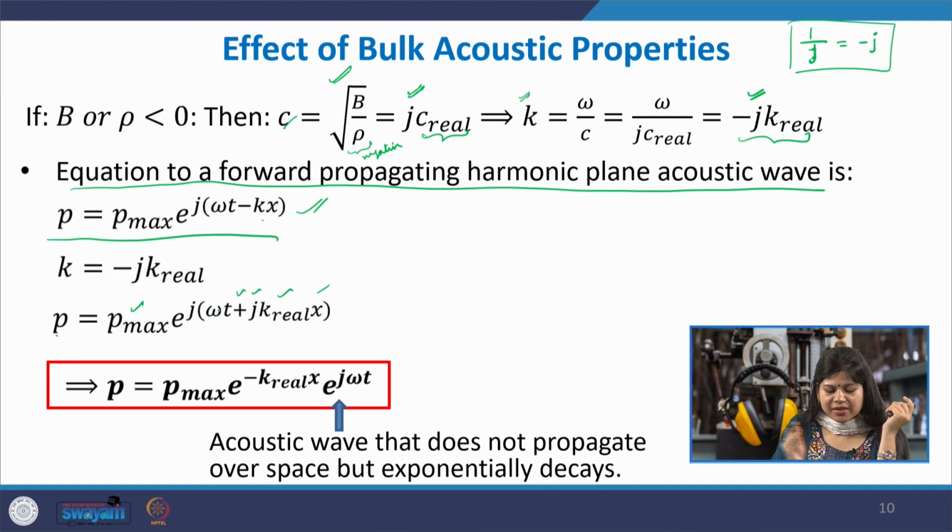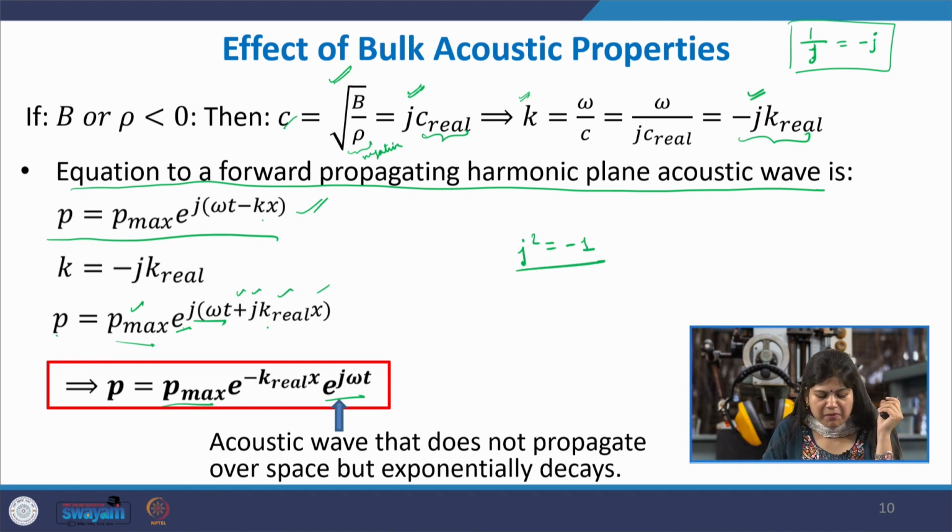So, you can separate the two parts of the exponent. So, ultimately what you get is P max e to the power j omega t, and this becomes e to the power j into j k real x. By definition j square is minus 1. So, j into j becomes j square which becomes minus 1. So, we have e to the power minus k real x. Okay. So, this becomes a sinusoidally varying component.